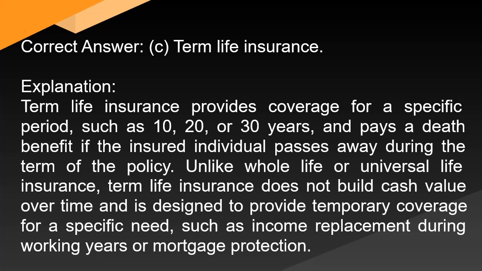Explanation: term life insurance provides coverage for a specific period, such as 10, 20, or 30 years, and pays a death benefit if the insured individual passes away during the term of the policy. Unlike whole life or universal life insurance, term life insurance does not build cash value over time and is designed to provide temporary coverage for a specific need, such as income replacement during working years or mortgage protection.